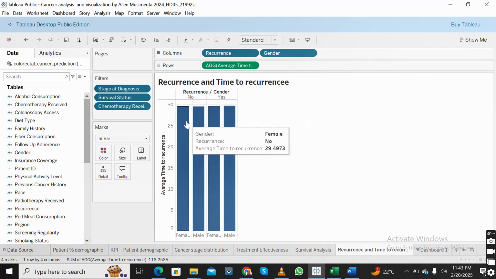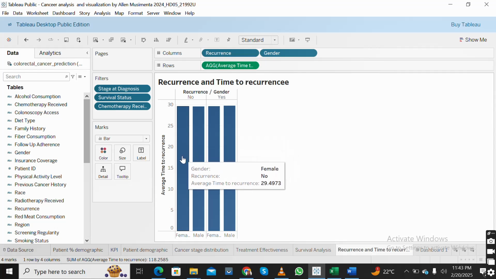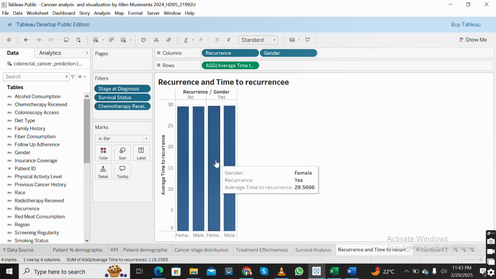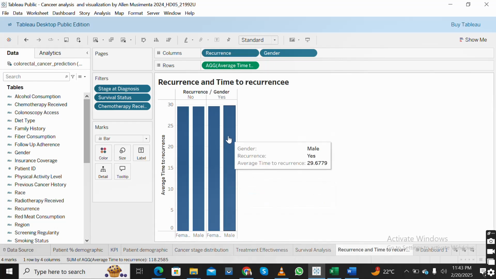So when you look at this, you're able to see the number of female with recurrence, which is no, they were 29. Then you see the male, they are not the same, but almost the same. They look a bit the same, but they're not. And then those that recur, and the time when they recur, you look at the average, it is around 29 and 60. So they're almost looking the same, but they are actually not the same. They are slightly above the other.